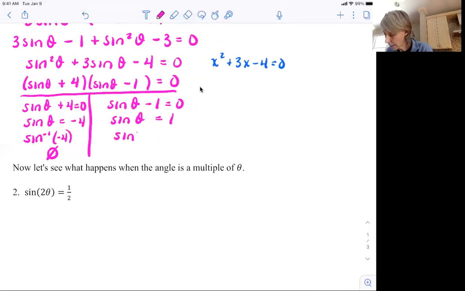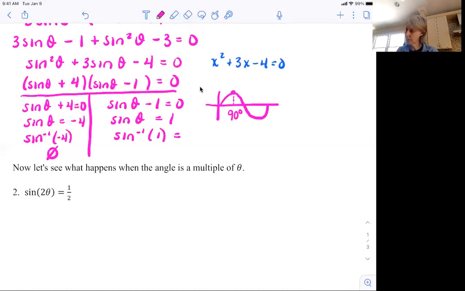Angle whose sine is 1, well, that comes from one of our quadrant angles. Remember, when we're solving for ones or negative ones, we think of our sine curve. What angle gives me a sine of 1? Well, that's going to be 90 degrees. And since it only happens one time, that's our only solution for this problem.